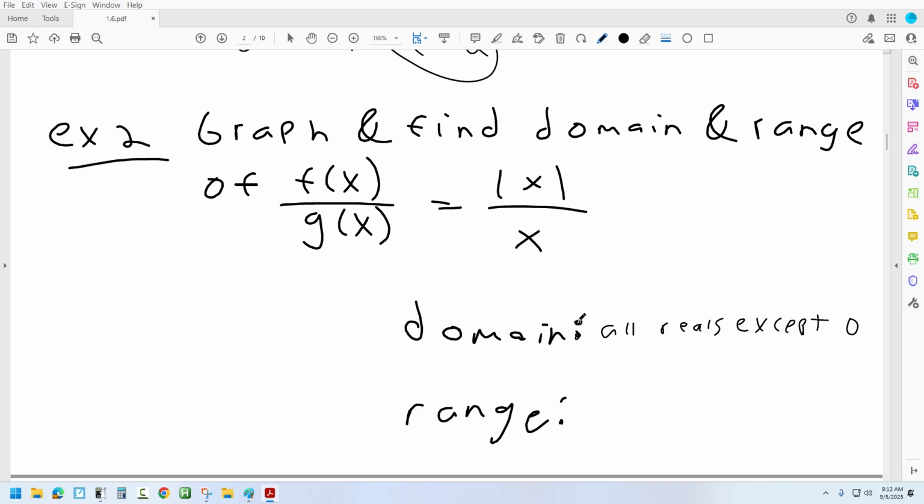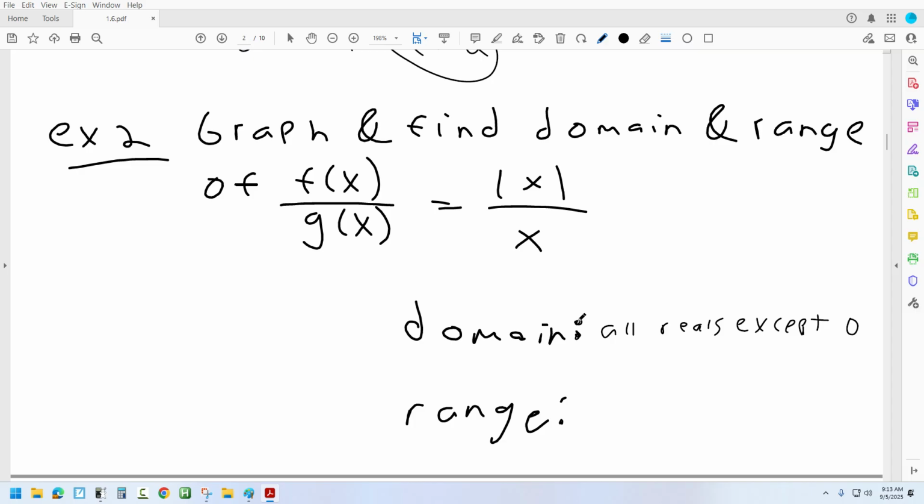Okay, how about the range? Think about if you plug in 5, just pick a number. If you plug in 5 for x, what would you get for y? How about, Gregory, what would you get if you plug in 5 for x? 1. How about if you plug in 6 for x? 1. Okay. So, anyone have an idea what the range is going to be?